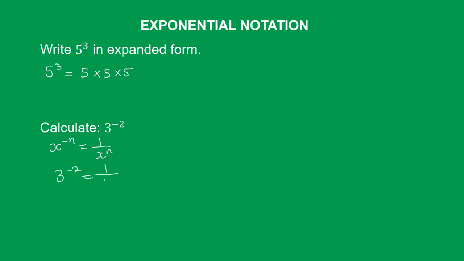Let's do a few examples. Write 5 to the power 3 in expanded form. This is equal to 5 times 5 times 5. That's what it means. Calculate 3 to the power negative 2. We say that x to the power negative n is equal to 1 over x to the power n. So 3 to the power negative 2 is equal to 1 over 3 to the power 2.